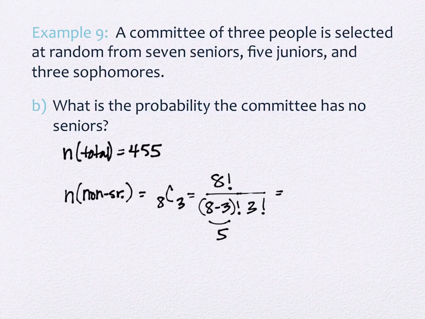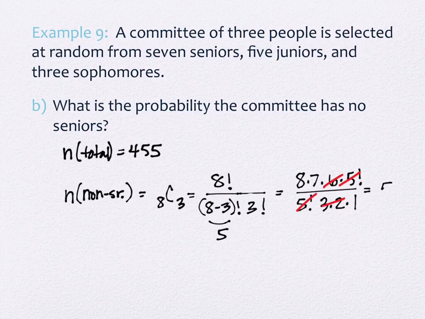All right, so we're going to write our 8 out until we get to 5. 8, 7, 6, 5 factorial with 5 factorial, and then 3, 2, and 1. Just like last time, my 5 factorials cancel. And on this one, just like last time, I have a 6 on top, so 3 times 2 is 6. What is 8 times 7? 56.